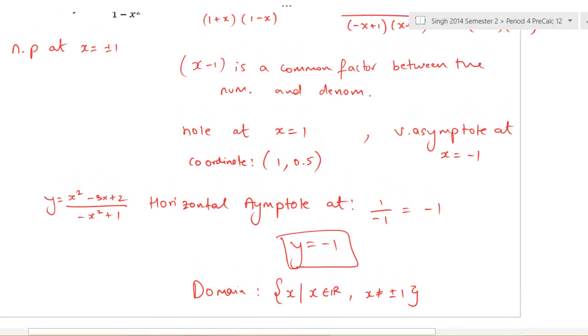Lastly, the domain. This particular function is going to have a domain of all real numbers except at the non-permissible values, which is x equals plus or minus 1. So finally, this graph is going to have a vertical asymptote at x equals -1, a horizontal asymptote at y equals 1, a hole at 1 and 0.5, and those are some of the properties of this function.